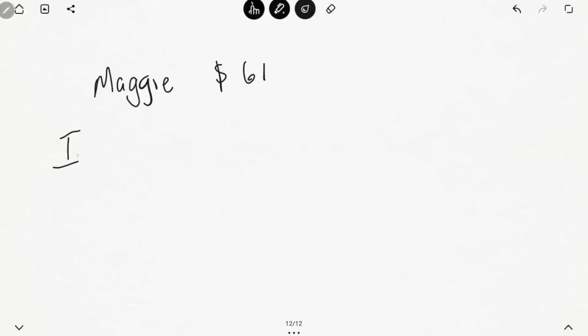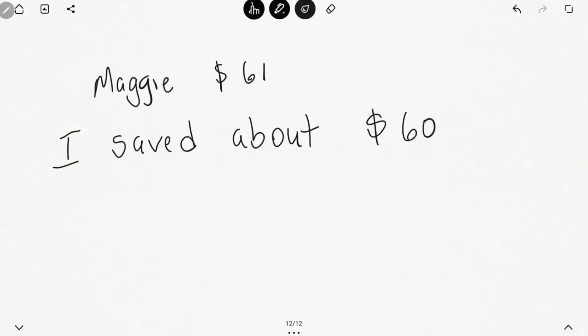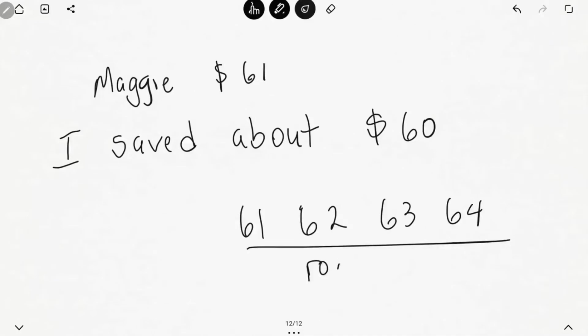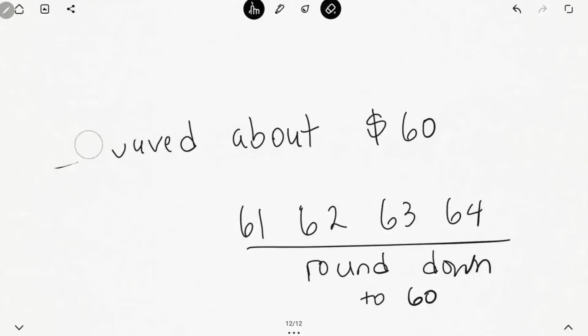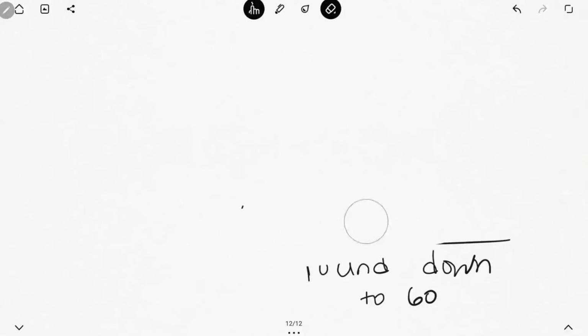Maggie can say, let's say she's rounding to the nearest 10, I saved about, she's not giving the exact figure, but she's giving the nearest 10. She saved about $60. And that goes in line with what we saw, because if a number is 61, 62, 63, or 64, you would have to round down to 60. So Maggie saved about $60 because she saved $61, which was very close to $60.